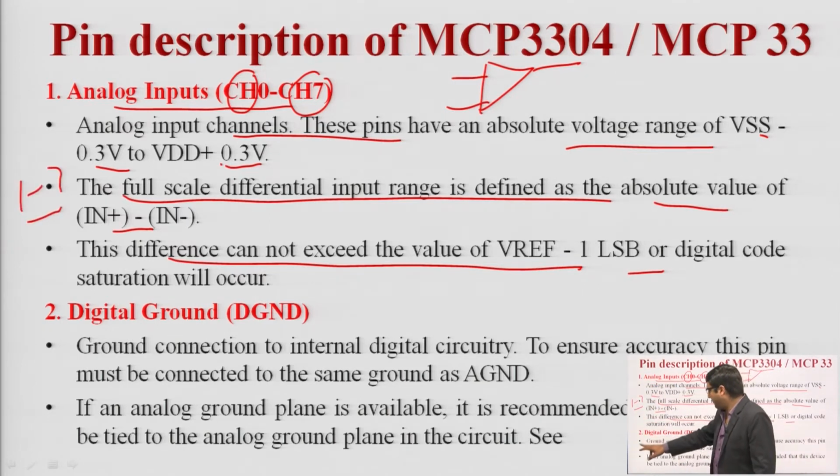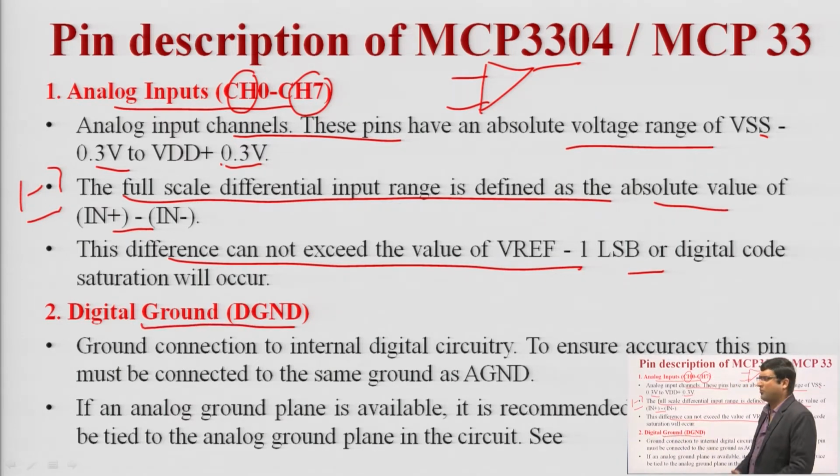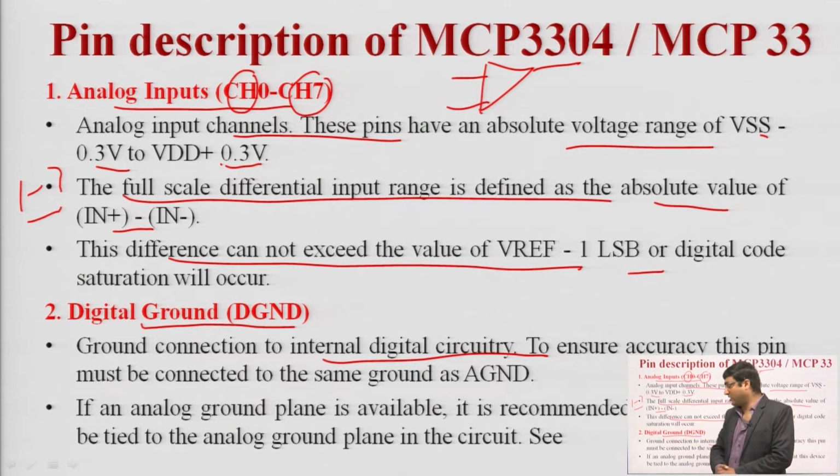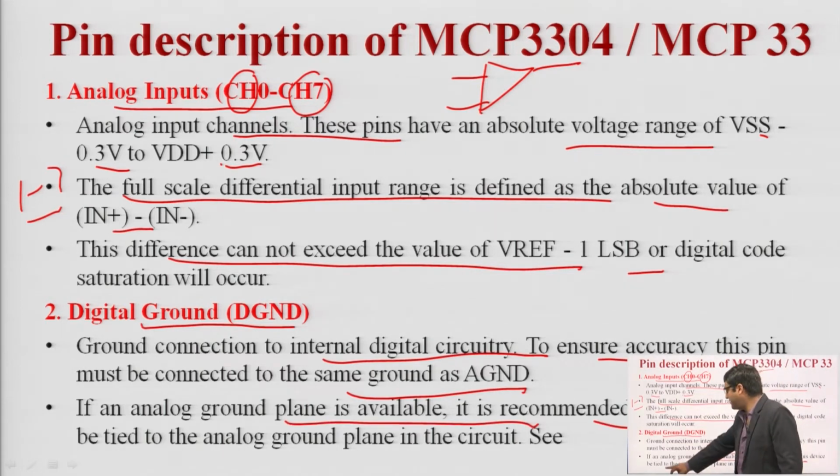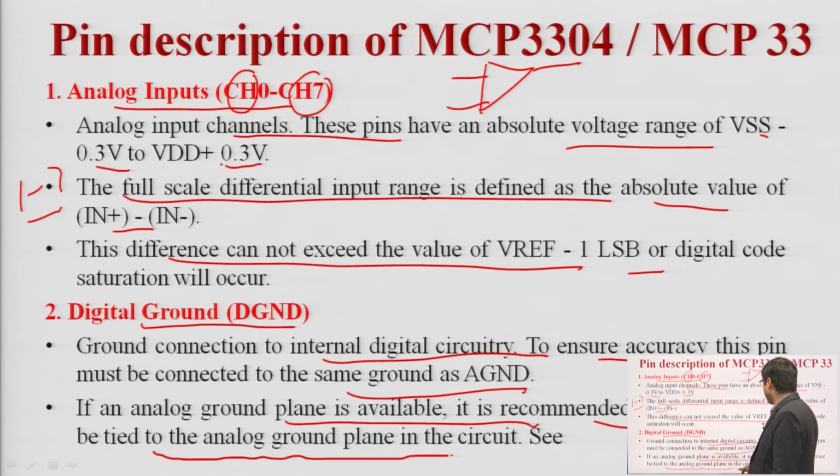After that, we have a digital ground. Digital ground is basically the ground connection to the internal digital circuitry. We have to ground it. To ensure higher accuracy, it should share the same ground with the AGND, the analog ground, for efficient working of the MCP3304. If an analog ground plane is available, it is recommended that this pin be tied to the analog ground plane in the circuit.